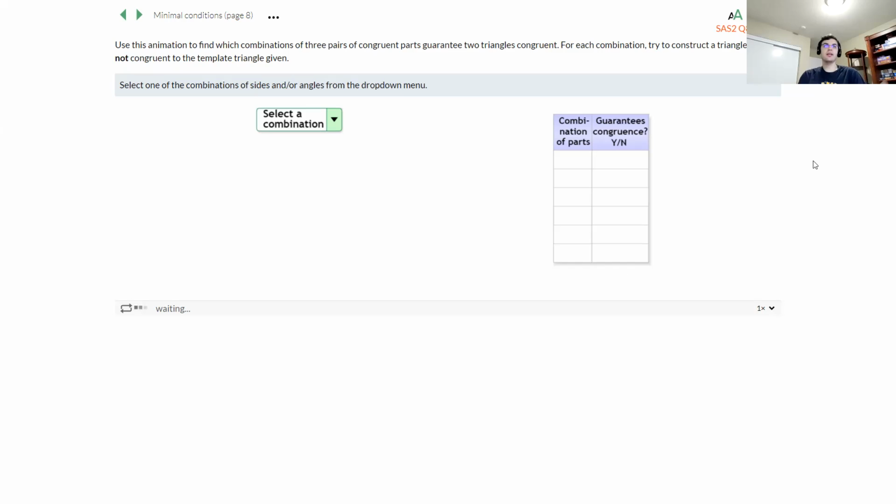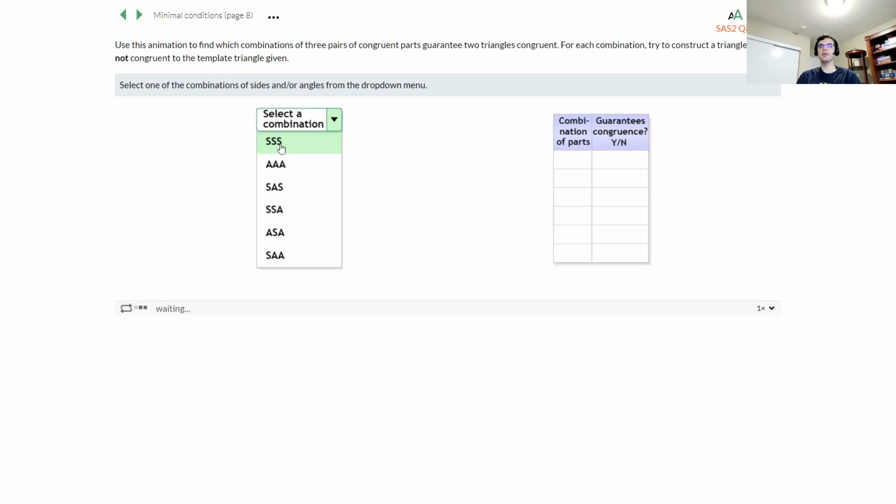So on the Agile Mind, and I encourage you, follow along, try this out yourself. We're going to go through all of the possible triplets, so sets of three pairs of information, and see which ones will prove congruence and which ones will not. Now, we're going to use the word prove pretty casually because these are postulates, right? They're not proven to be true. They are assumed to be true because they definitely look like they guarantee congruence. We don't need to prove them, we're going to assume them.